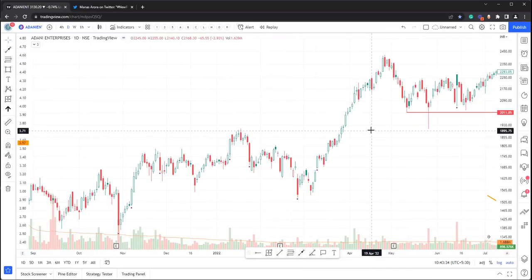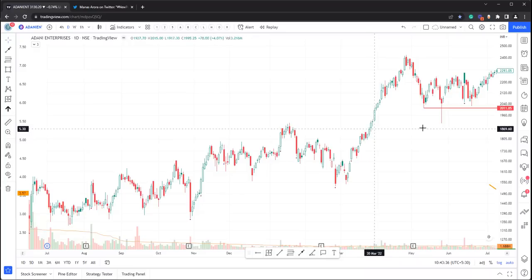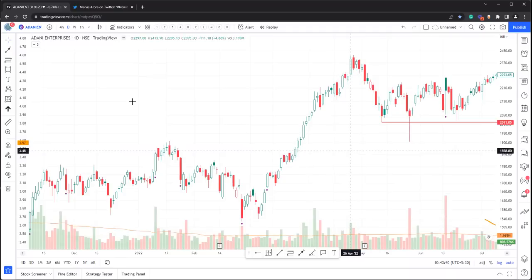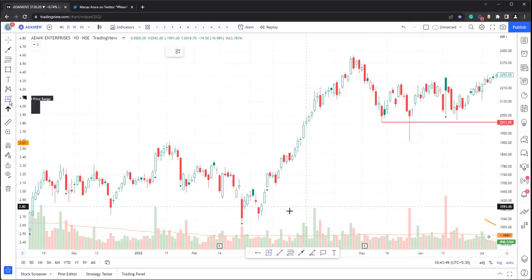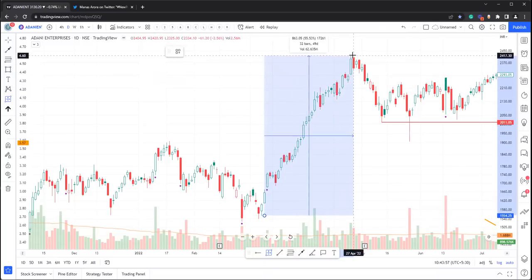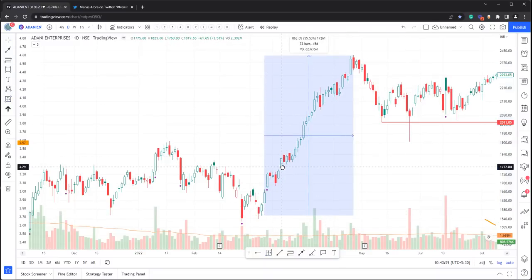you need to know the character of the stock by looking at the history. Just go back and see when Adani moves, it's a very, very linear stock. When I say linear, I mean it moves very smoothly. Look at this move. In this entire move, you don't see many big days, big red days.